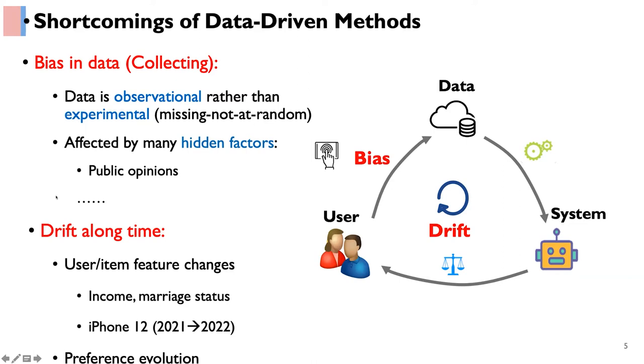At the same time, in the recommendation data, there are also drift problems. This is because we have a feedback loop, and all things change over time. For example, user and item features change over time. The income or the marriage status of a user will change over time. And at the same time, the properties of an item also change. Even though the value of its features may not change, the inherent property changes. For example, the iPhone 12 in 2021 is a new phone. It was just released, but after one year, all of its configs and parameters are still the same, but it is not a new phone now.